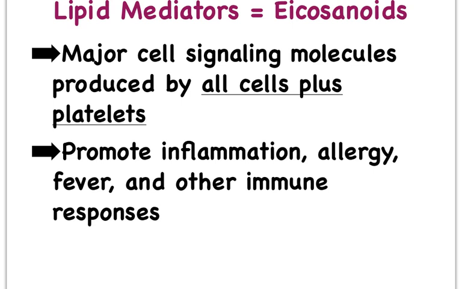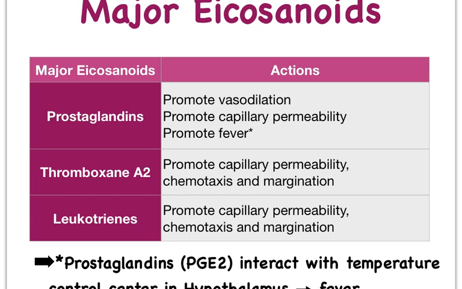Another set of chemical mediators are called the eicosanoids, and they are lipid-based. Because they're lipid-based, they can easily slip into cells through the phospholipid bilayer. So they're very important in cell signaling as well, in all cells, even the platelets. Again, these eicosanoids promote inflammation. They may even promote fever and allergies, and we'll take a look at some very specific examples here.